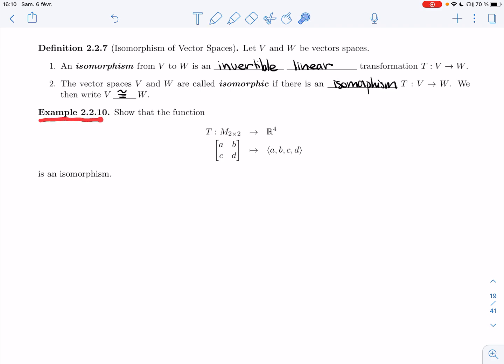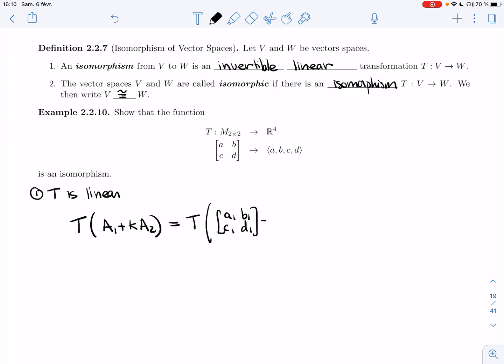All right, so in example 2.2.10, I want to show that this map here that sends a 2 by 2 matrix to a vector is an isomorphism, right? So I need to show it's linear, that it's one-to-one and onto. I'll do linearity in one step. I'll look at T of A1 plus K A2. That's T of A1, B1, C1, D1, plus K times A2, B2, C2, D2.